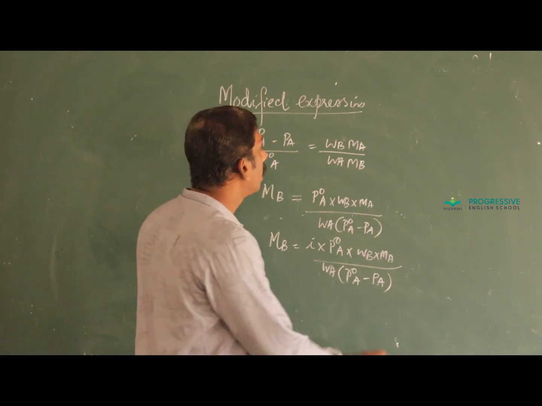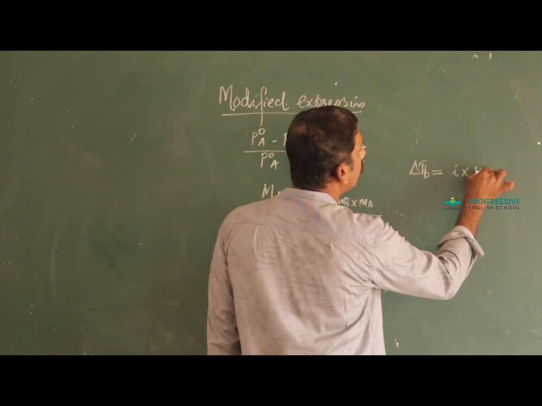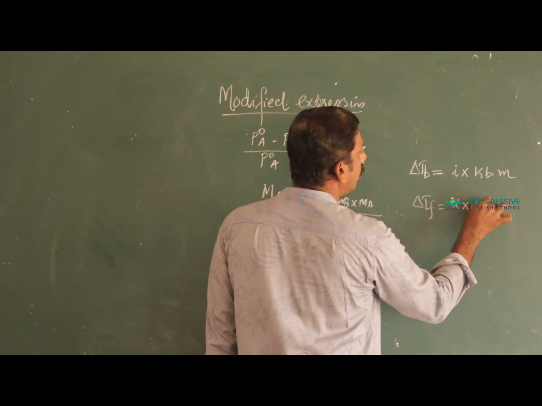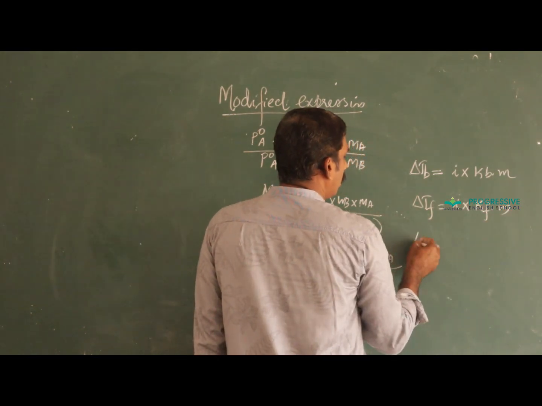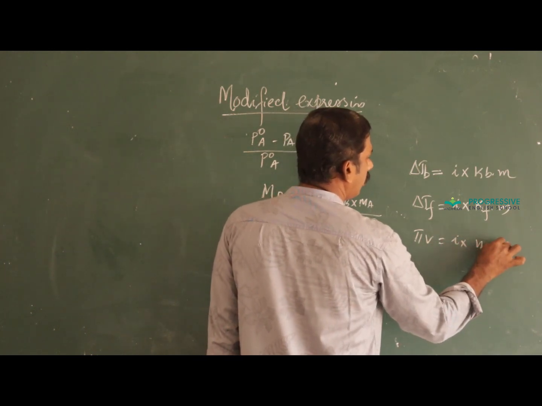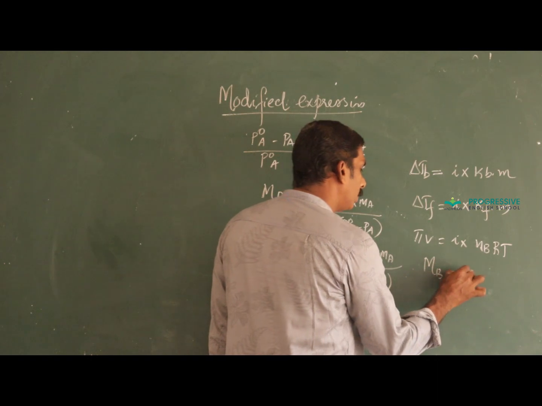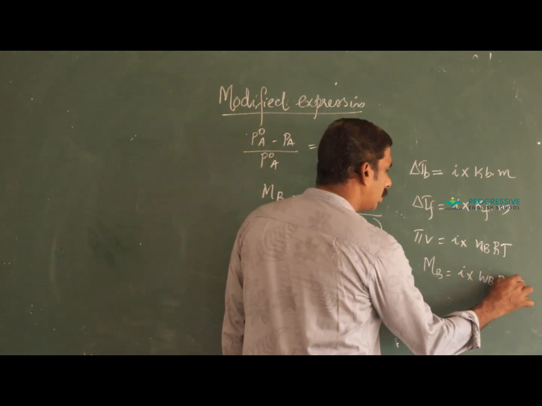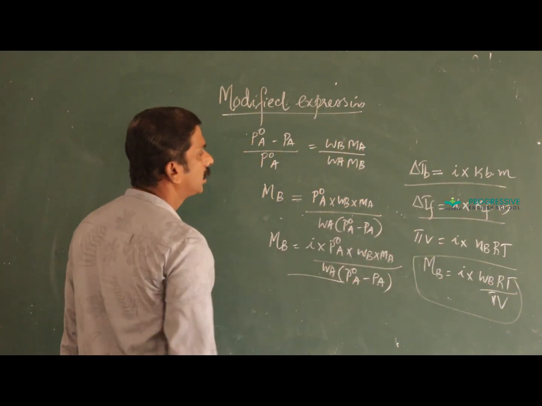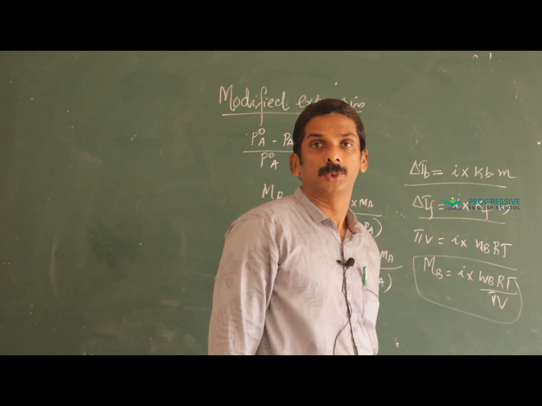Okay. Similarly, delta Tb equal to i into Kb into m, delta Tf equal to i into Kf into m, pi V equal to i into nB RT, or MB equal to i into WB RT divided by pi V. All these are modified expressions for substances that undergo association or dissociation.